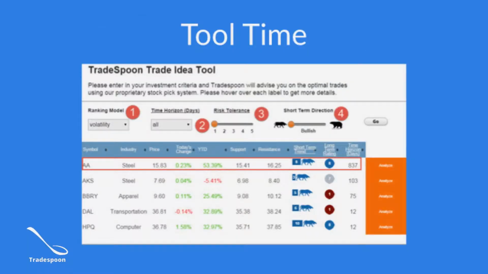And this is a segment where we'd like to talk about technology that we build at Tradespoon to help you trade smarter. When using the Trade Idea tool, which is one of our first tools that we have at Tradespoon, you need to first choose a ranking model, and then you choose volatility, and then you use a time horizon. So it gives you different choices to tailor toward your trading style.